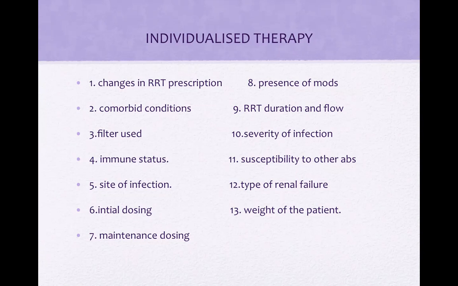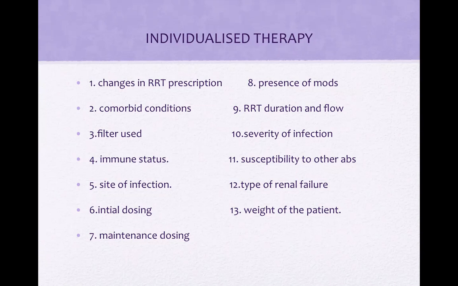For suppose if the site of infection is a bone, a joint, myocardium, or the CNS, you need to give higher dose of the drug. The initial dose, always remember to give full doses because the volume of distribution is higher. So you have to give a full initial dose, especially in the first 24 hours, and that too in critically ill patients, in hemodynamically unstable patients.